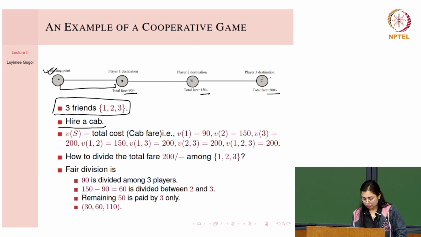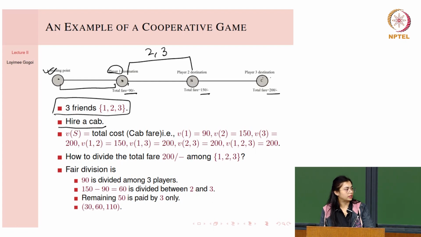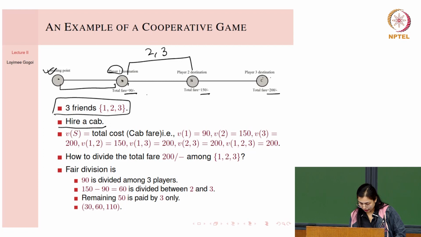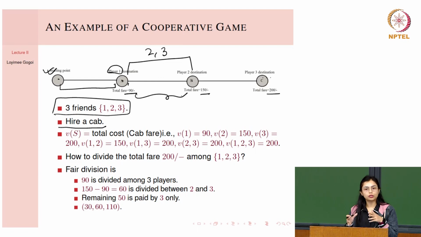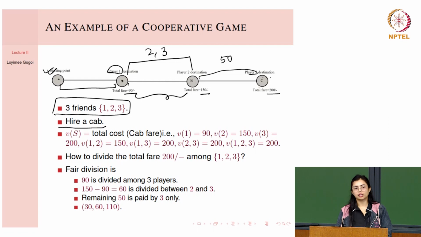And this is the destination for player 1, and this is the destination for player 2. On the segment between these, players 2 and 3 are traveling together, and player 1 is not traveling on that route. So the amount 150 minus 90 we distribute between players 2 and 3. Now only player 3 is traveling alone, so the rest of the money, that is 50 rupees, player 3 will pay alone. This is one fair way to pay the cab driver.